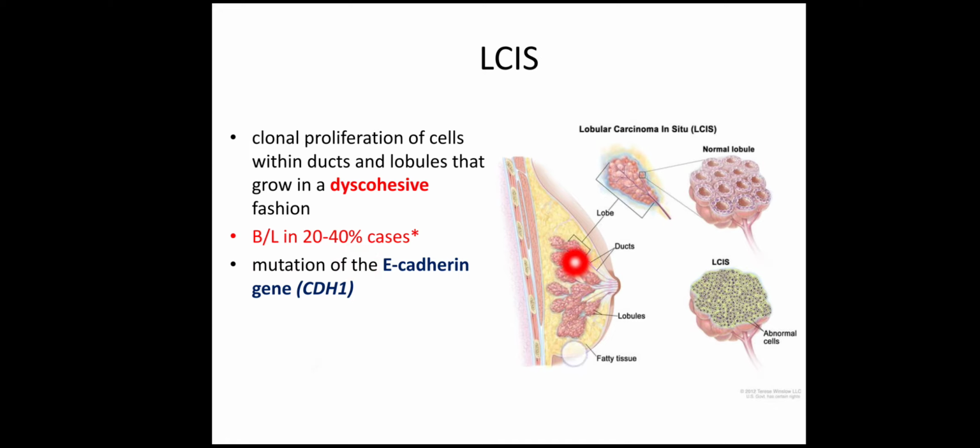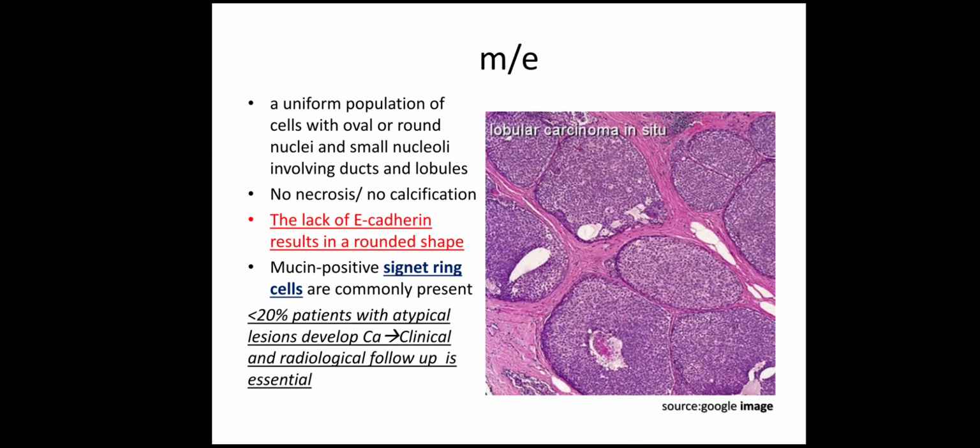So these are the ducts and lobules which will show proliferation of these small rounded cells which are discohesive or loosely cohesive. In microscopy, this is a uniform population of cells which are round to oval and they have small nuclei. They will involve the ducts and lobules. There are no areas of necrosis, no calcification. You can notice that these features were seen in DCIS but not in LCIS. The E-cadherin is absent. This is most important. And sometimes mucin positive signet ring cells can also be seen.